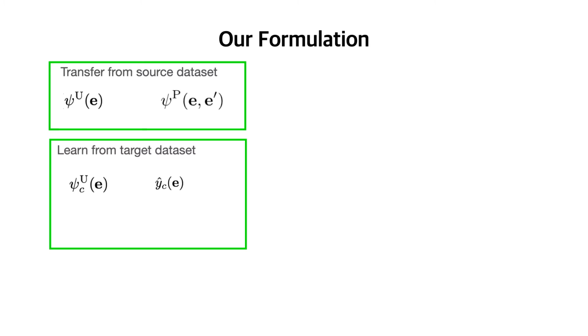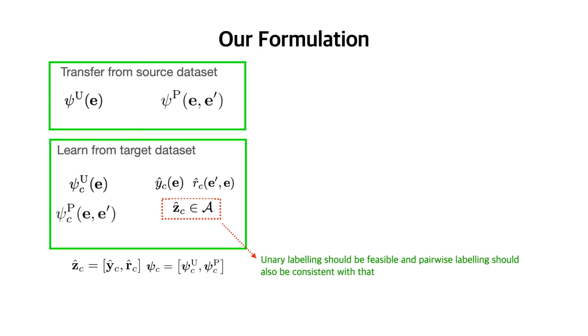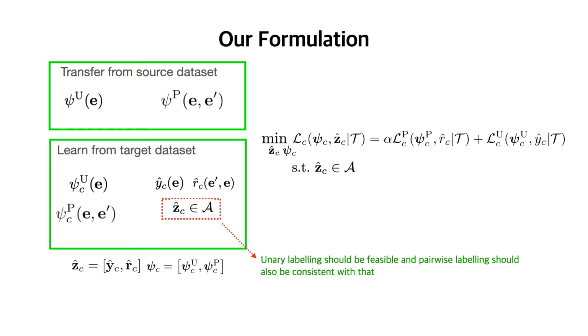We also learn pairwise scores and binary pairwise labels from the target dataset. We define constraint set A to make sure pairwise labels remain consistent with unary labels. Here, vector Z is a concatenation of unary and pairwise labels. We define the overall loss as a weighted combination of the multiple instance learning loss and the newly introduced pairwise loss.